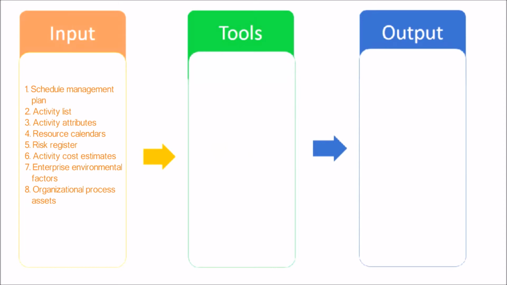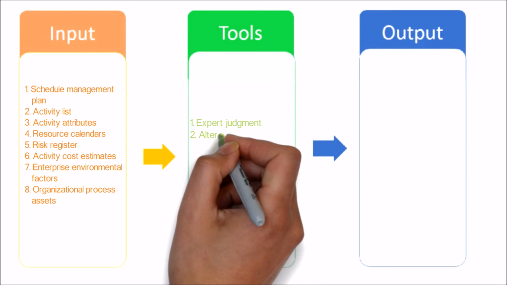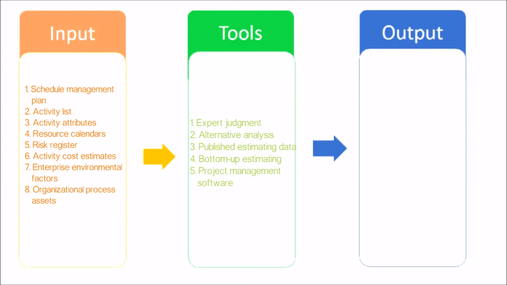Enterprise environmental factors. The enterprise environmental factors that can influence the Estimate Activity Resources process include, but are not limited to, resource location, availability, and skills. Organizational process assets. Next, let's have a look at tools and techniques used in this process. Expert judgment. Expert judgment is often required to assess the resource-related inputs to this process.